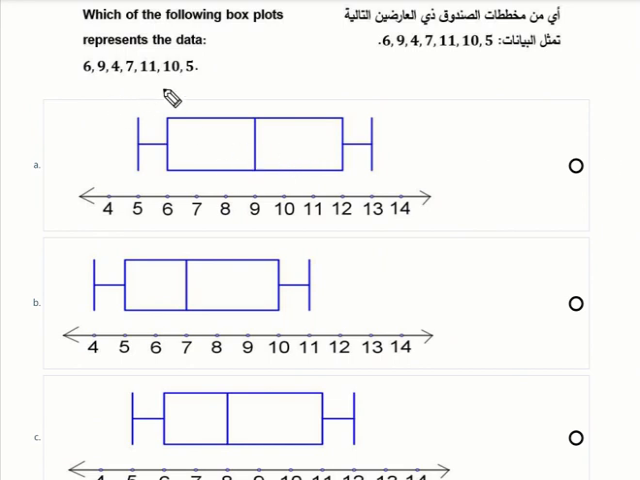You see, minimum number. What is the minimum number here? 4. 4 is the smallest number. So this line should be on 4. But here it is on 5. So this option is not possible. Okay. Here on 4. Very good. So one option we are matching with.